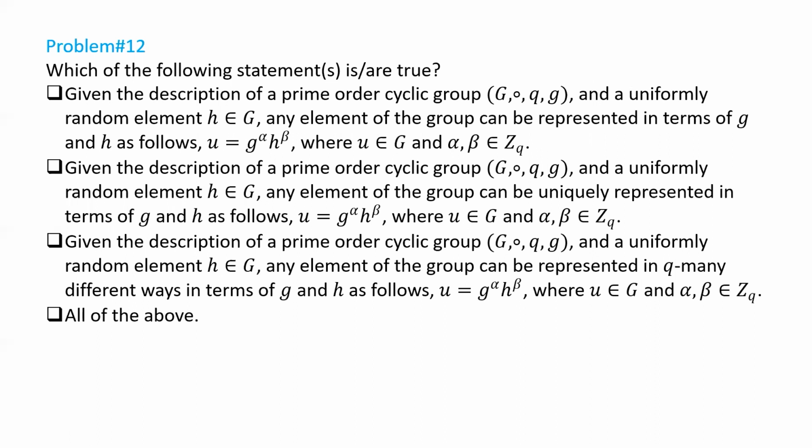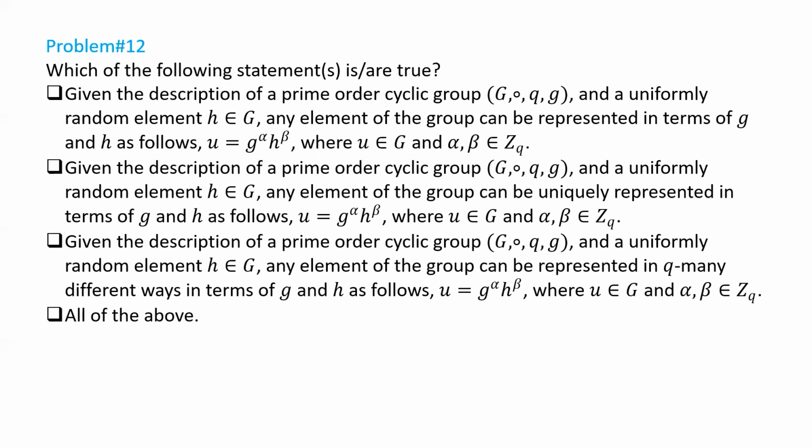Which of the following statements is or are true? Given the description of a prime order cyclic group, G, the dot operation, Q, the size of the group, and G, the generator, and a uniformly random element H belonging to G, any element of the group can be represented in terms of G and H as follows: U equal to G to the power alpha, H to the power beta, where U belongs to G and alpha, beta belong to ZQ. This is the first statement.